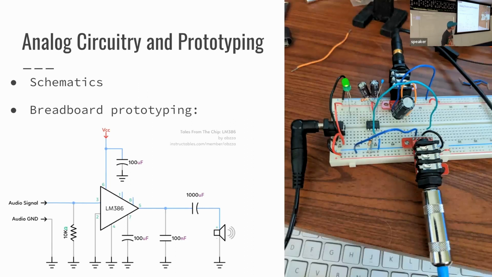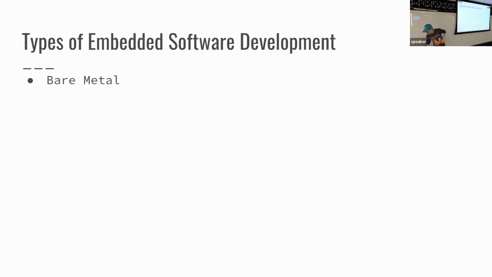That's the breadboard example there. That's a headphone amplifier that we'll talk about towards the end and more. So that's kind of as far as I can go with analog stuff for now.